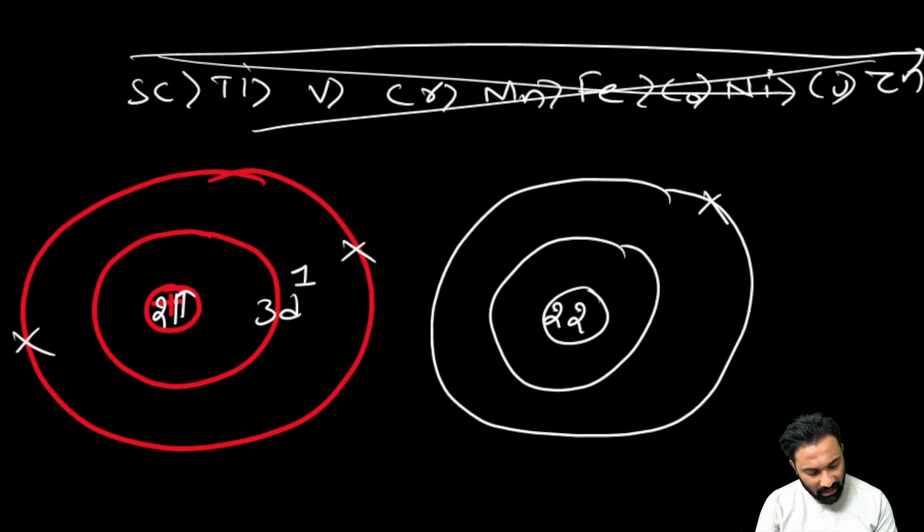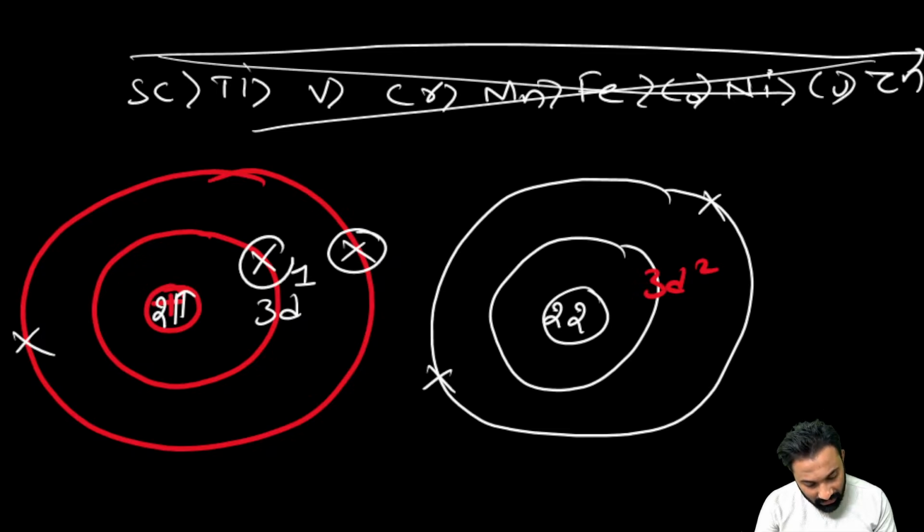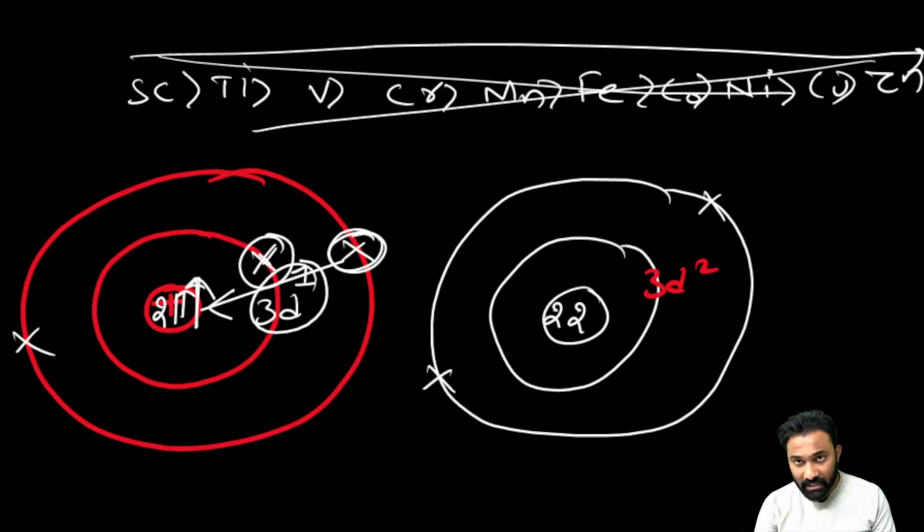Now you can see already in the valence shell we have 2 electrons. When we add the electron in the 3d, the nuclear charge is increasing. In the same way, when we add the electron in the inner shell, the nuclear charge is increasing. Due to that nuclear charge, this nuclear charge will want to attract this valence electron towards itself. When we add the electron in the inner shell, what will happen?